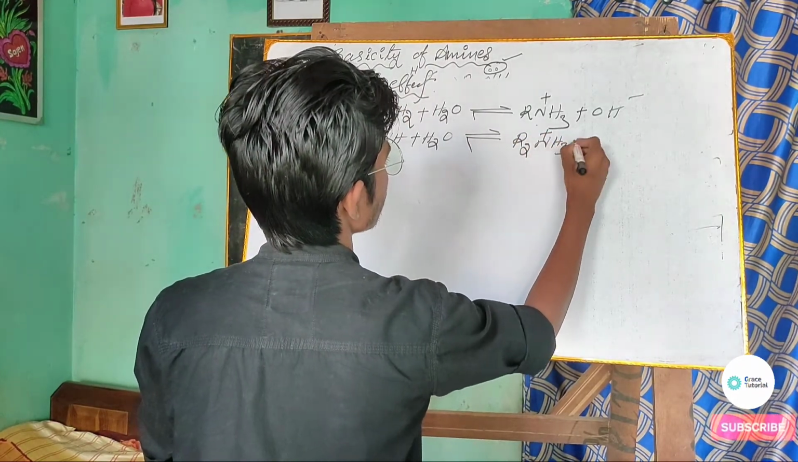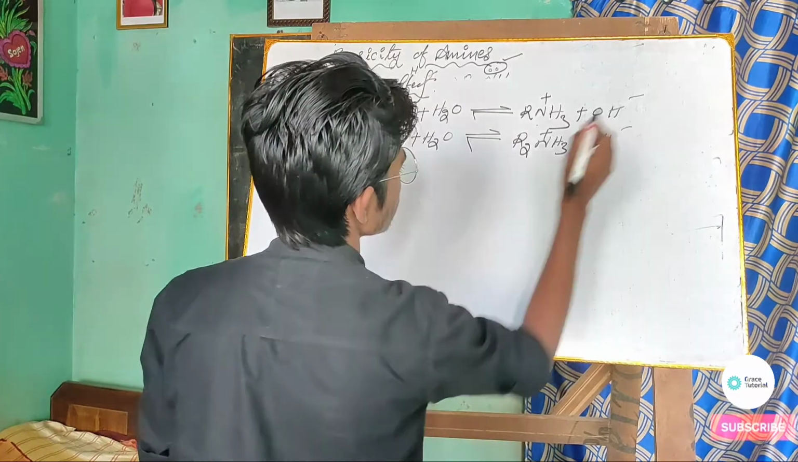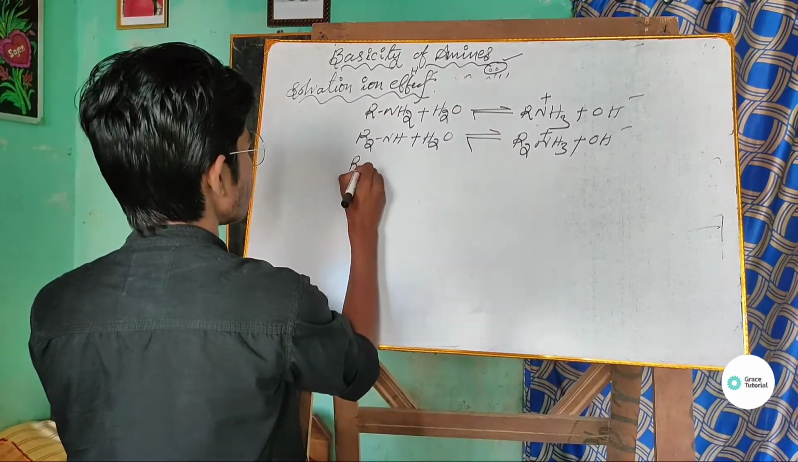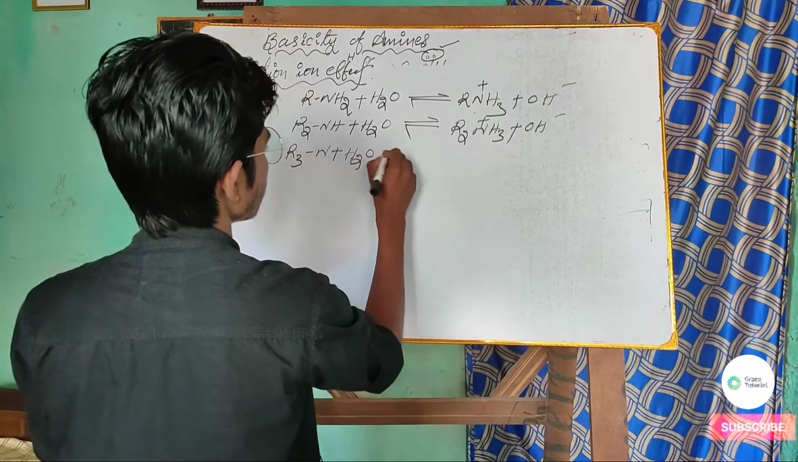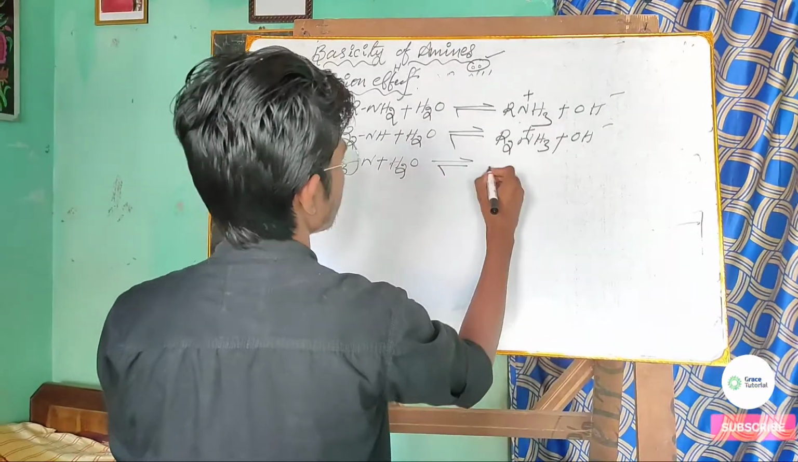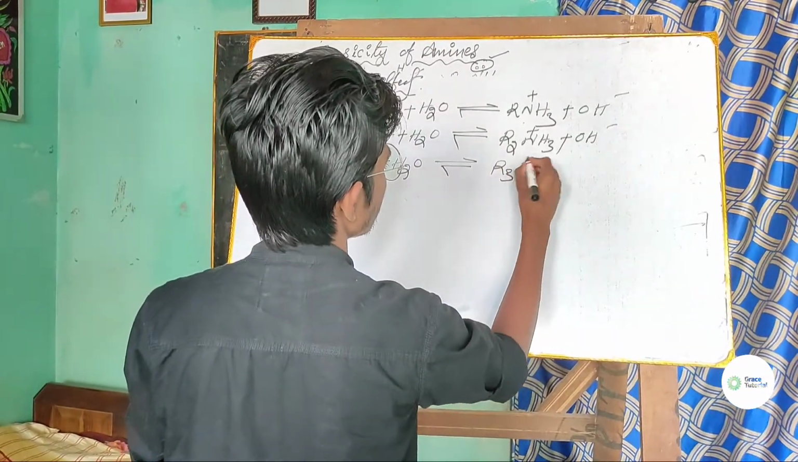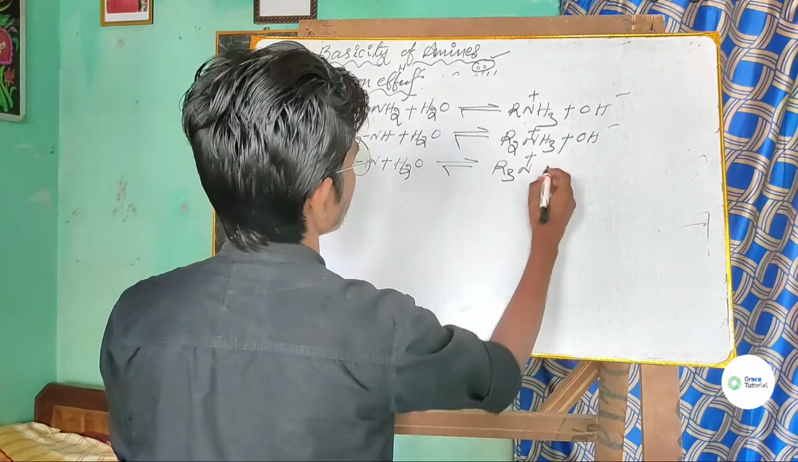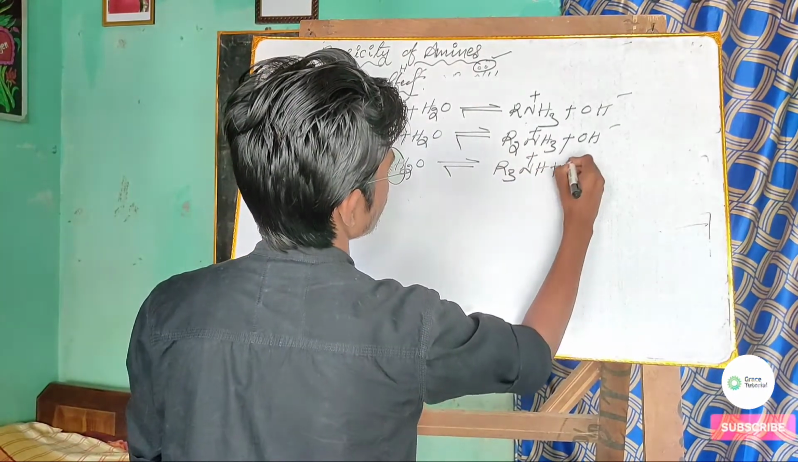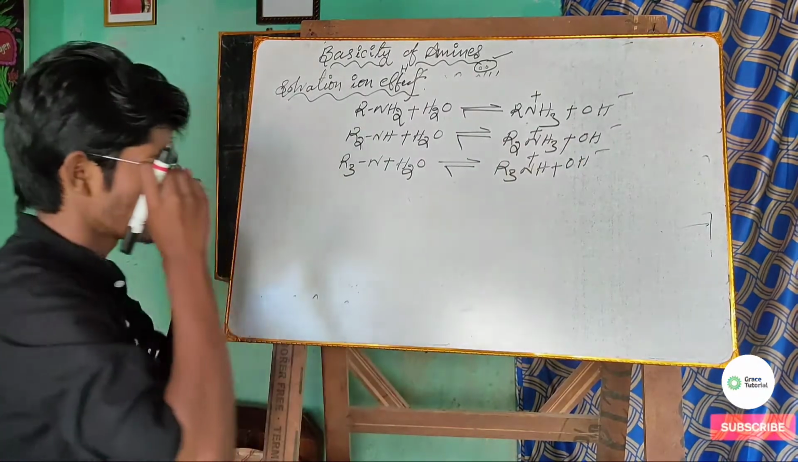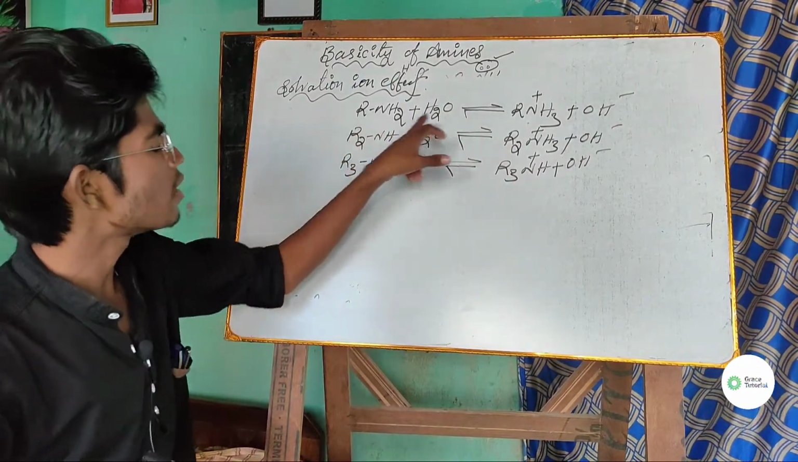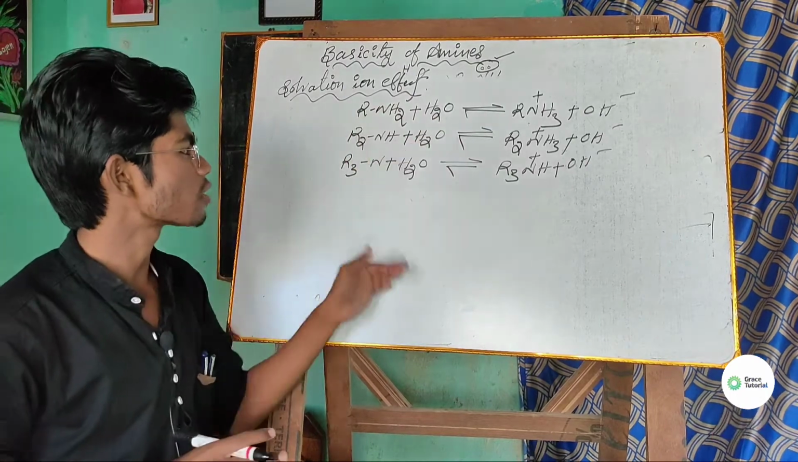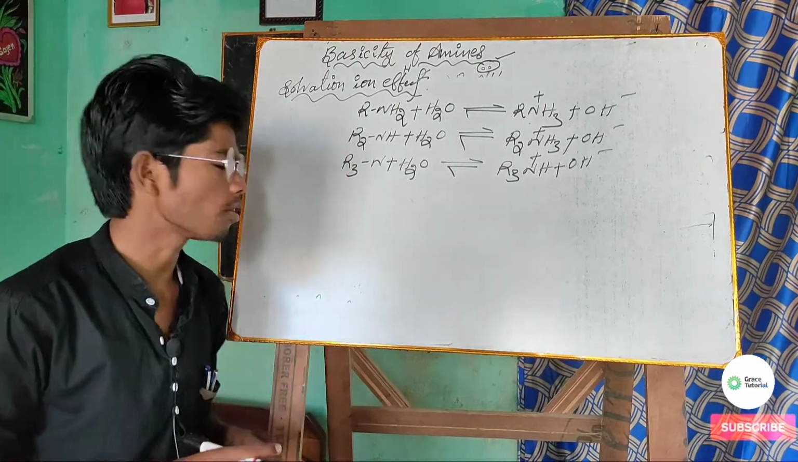R2N plus OH minus. Similarly, when tertiary amine is dissolved in water, then you will get R3N plus H plus OH minus. So this is what actually the products are obtained when the primary amine dissolves in water, when the secondary amine dissolves in water, when tertiary amine dissolves in water.